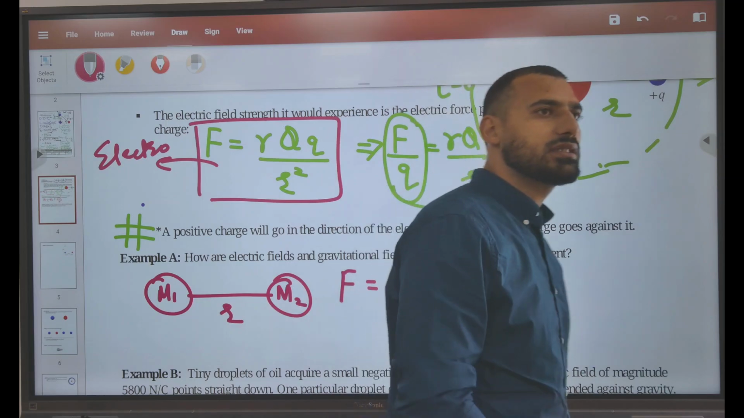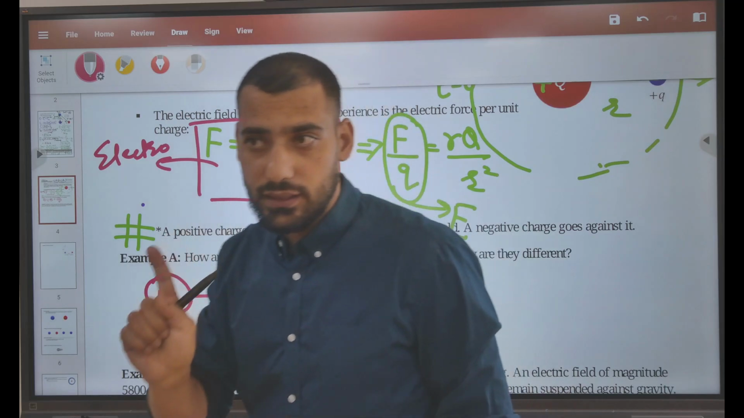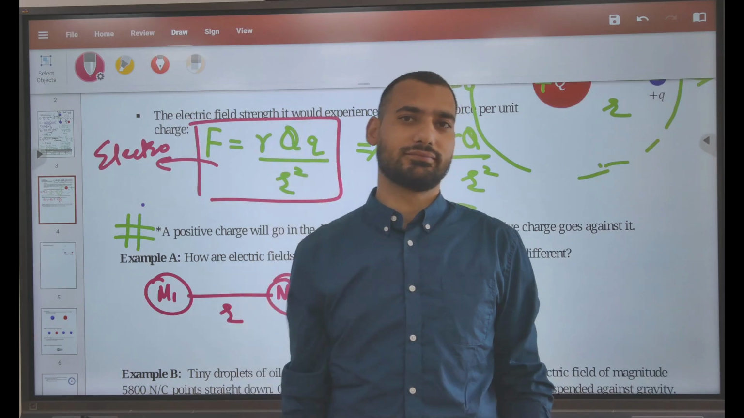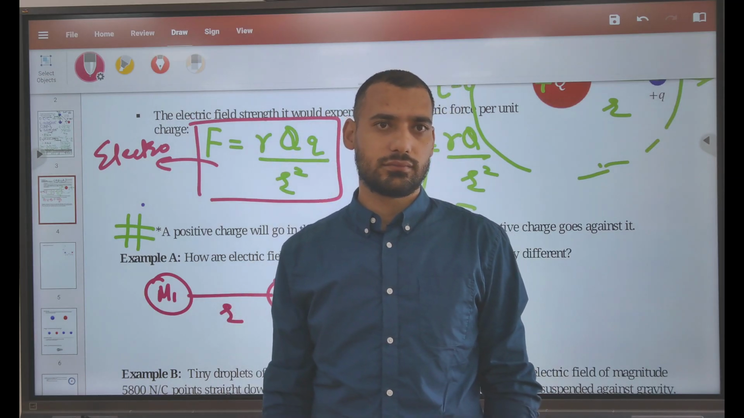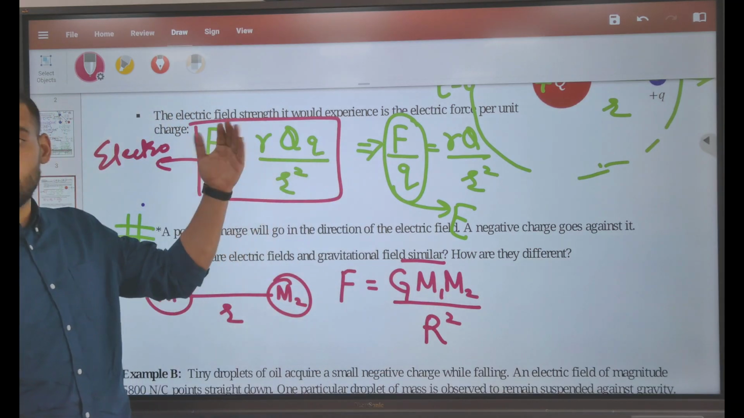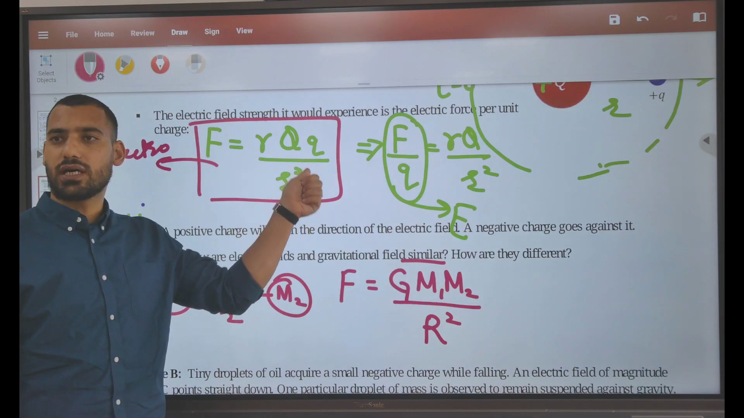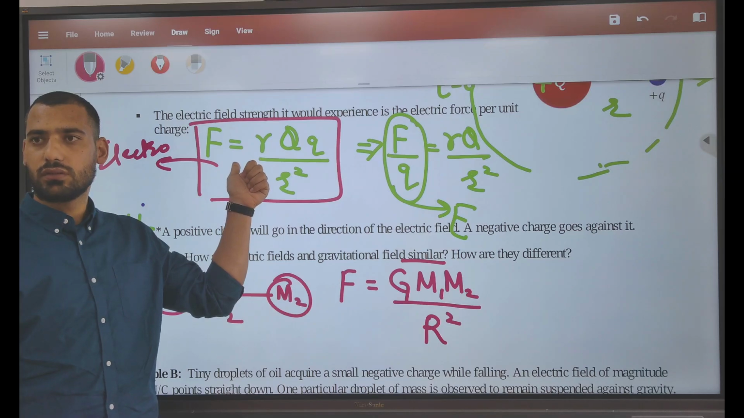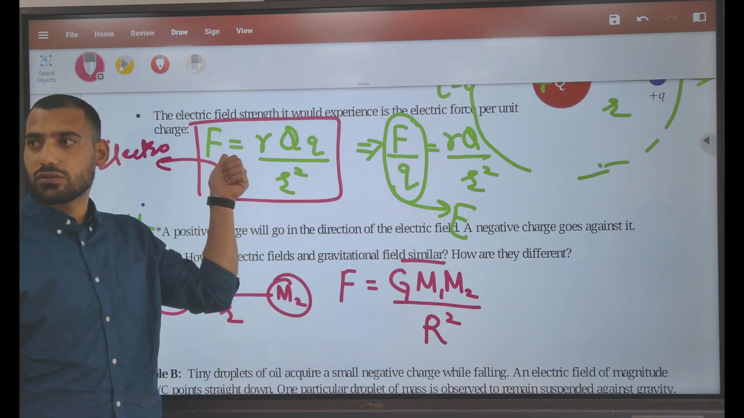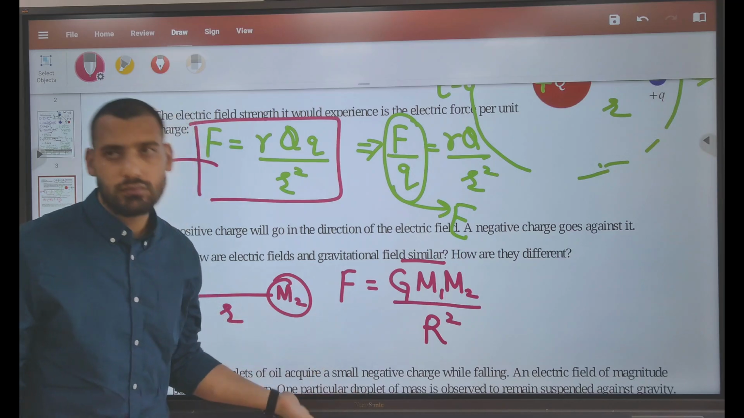Similarity between gravitational and electrostatic field. Point number one. Both the fields follow inverse square law. Isn't it? Inverse square, see? Both in the denominator, see what does that mean? That means if you increase the distance between two charges, what will happen to the force? Decrease.